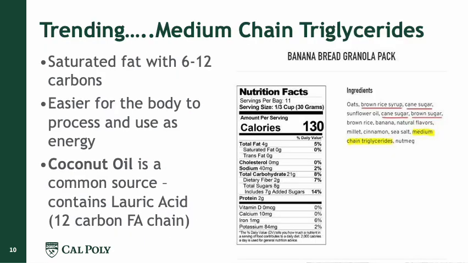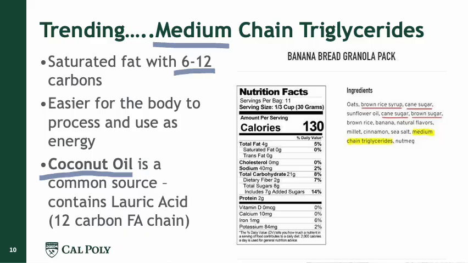So there is a trend to use these medium chain triglycerides, and these are saturated fats in the medium chain size, between 6 and 12 carbons, and they are easy for the body to process as an energy source because of their short, medium chain size. One of the best examples is coconut oil, a common source of lauric acid, which is a 12 carbon fatty acid.